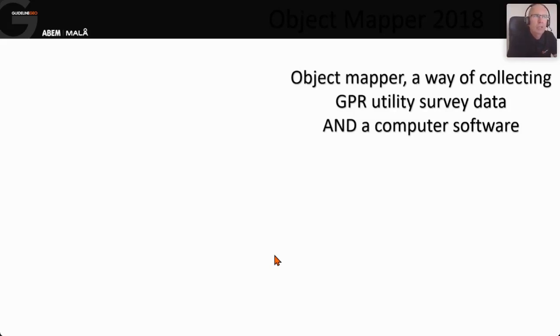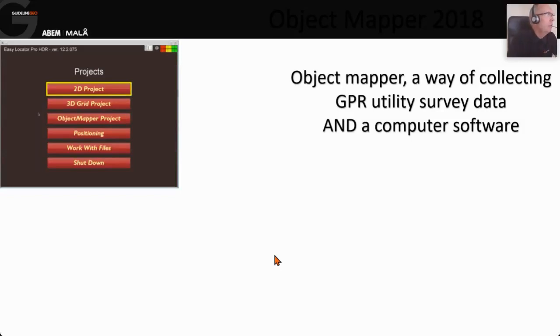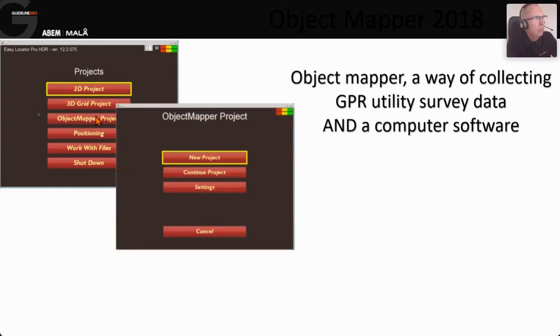But the Object Mapper, it's a way of collecting GPR, like I said, predominantly utility survey data, and the actual computer software itself. You'll notice for those of you who are or have used the MALÅ products, the MALÅ GPRs, you'll find when you fire up the GPR, there's this option, the Object Mapper project option. Typically, you may go in and do the 2D project, 2D lines, and collect and view data in that option. But I'm looking at the Object Mapper project option here, and if you go into that option, another screen will pop up, this one, and this is where we can actually create a new project. And I'm going to hit that button there.